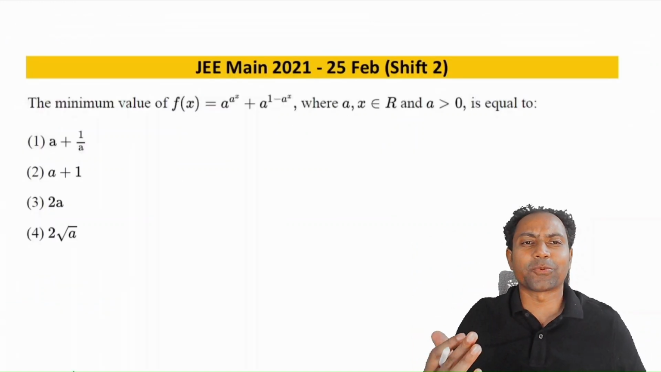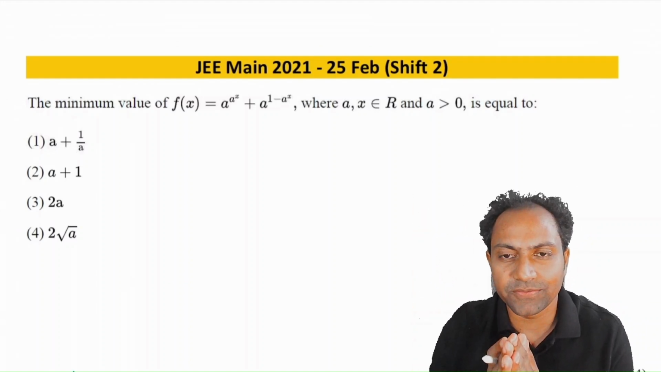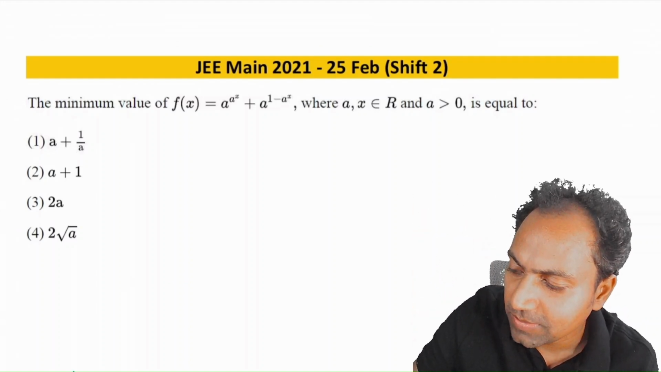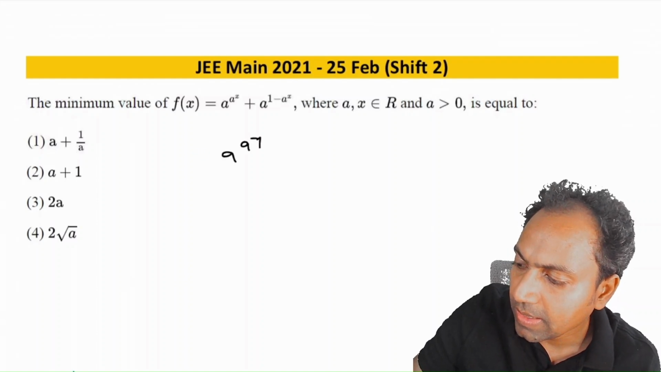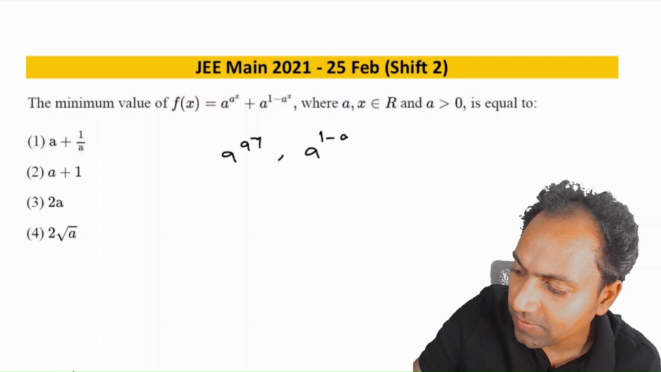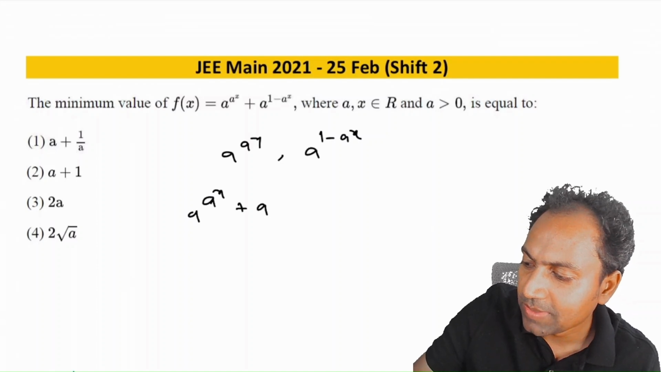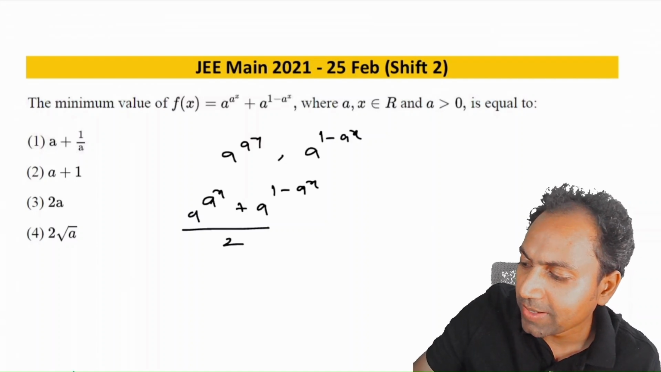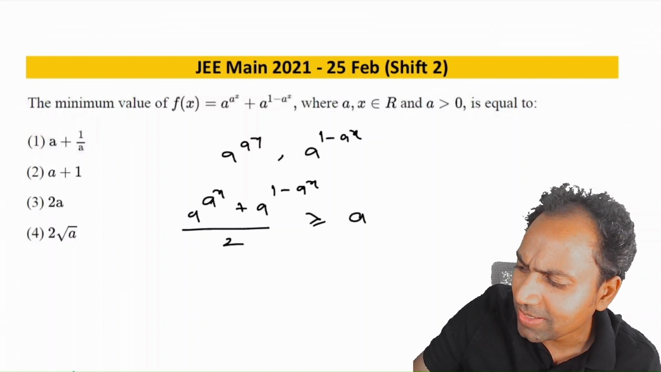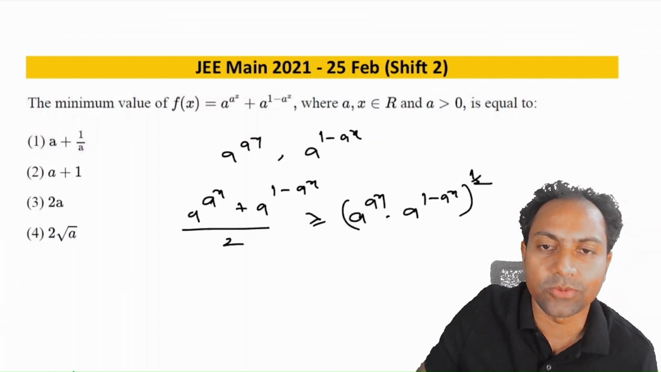Now again a very simple question. If you look at a raised to the power a raised to the power x, obviously the quantities are positive. So again we can apply AM is greater than or equal to GM between a raised to the power a raised to the power x and another quantity, a raised to the power 1 minus a raised to the power x. So we can write (a raised to the power a raised to the power x plus a raised to the power 1 minus a raised to the power x) by 2 is greater than or equal to the product of a raised to the power a raised to the power x and a raised to the power 1 minus a raised to the power x, all raised to the power 1 by 2.